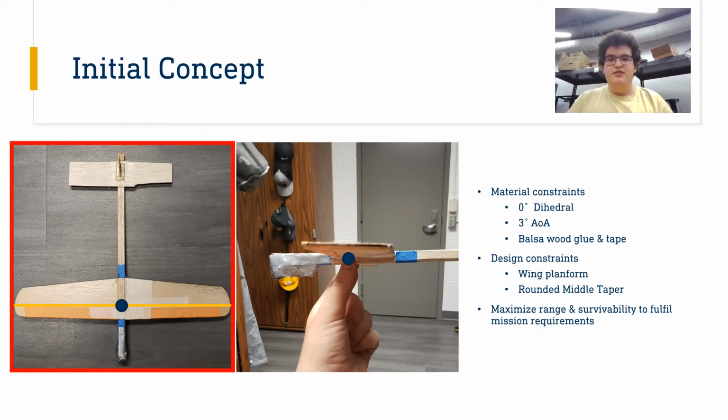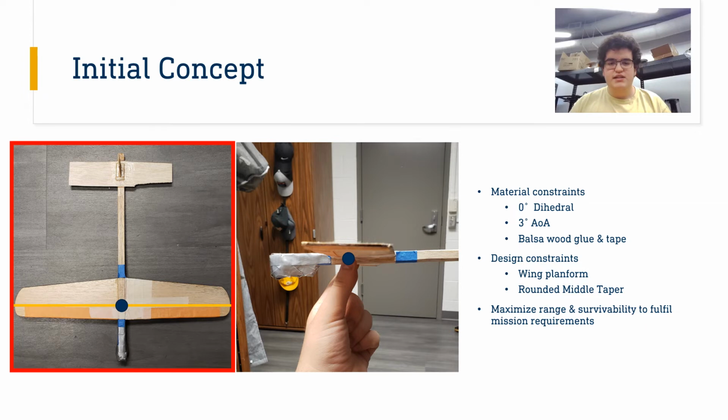This is our initial glider concept. Its design was driven by the project's requirements. Material constraints drove our decision to choose easy to manufacture dihedral and angle of attack values, as well as our adhesive choice. Following design constraints, we chose a wing planform that increased stability and reduced drag in order to maximize range and survivability, in order to fulfill our mission requirements.